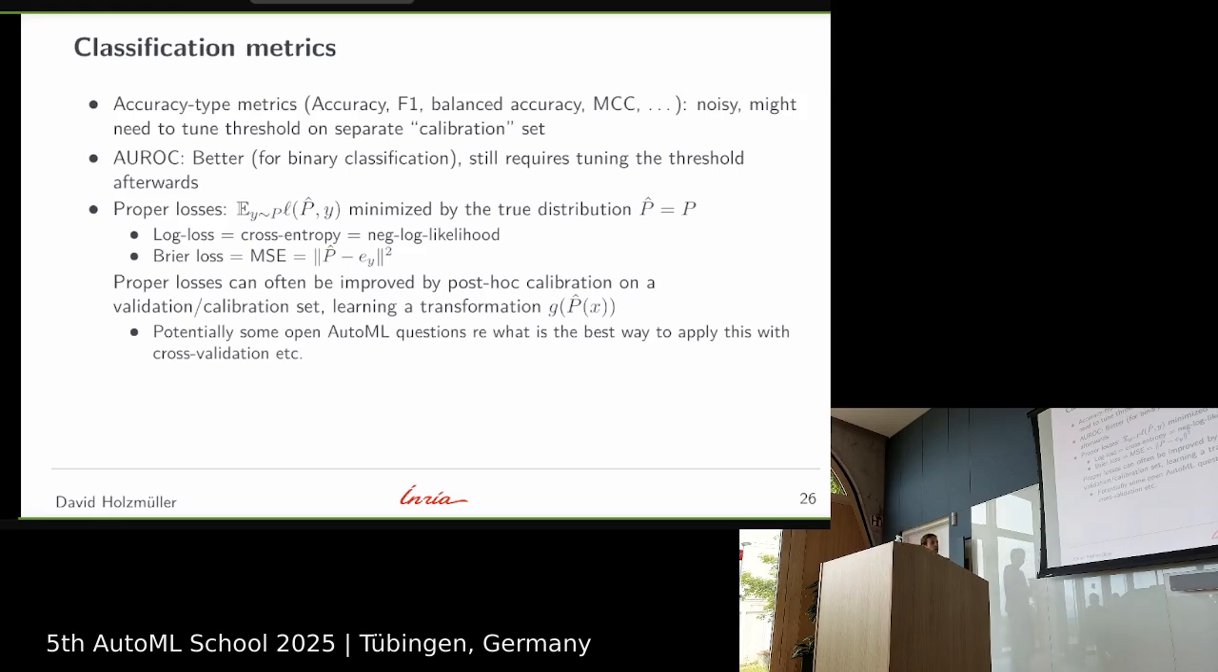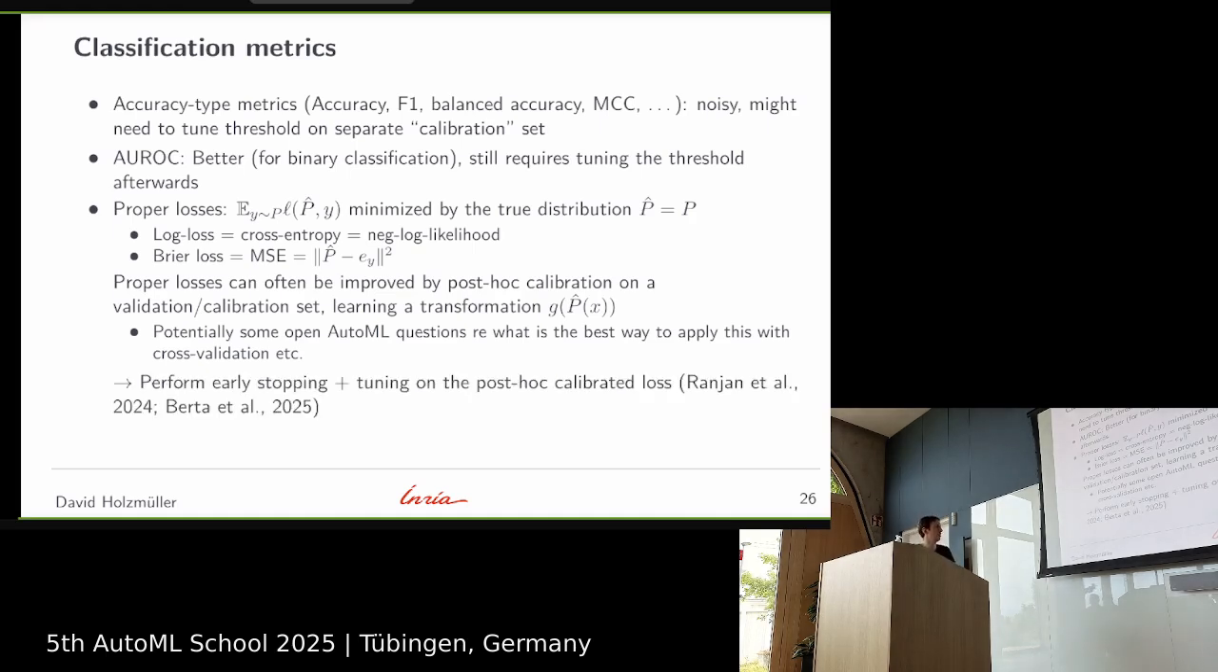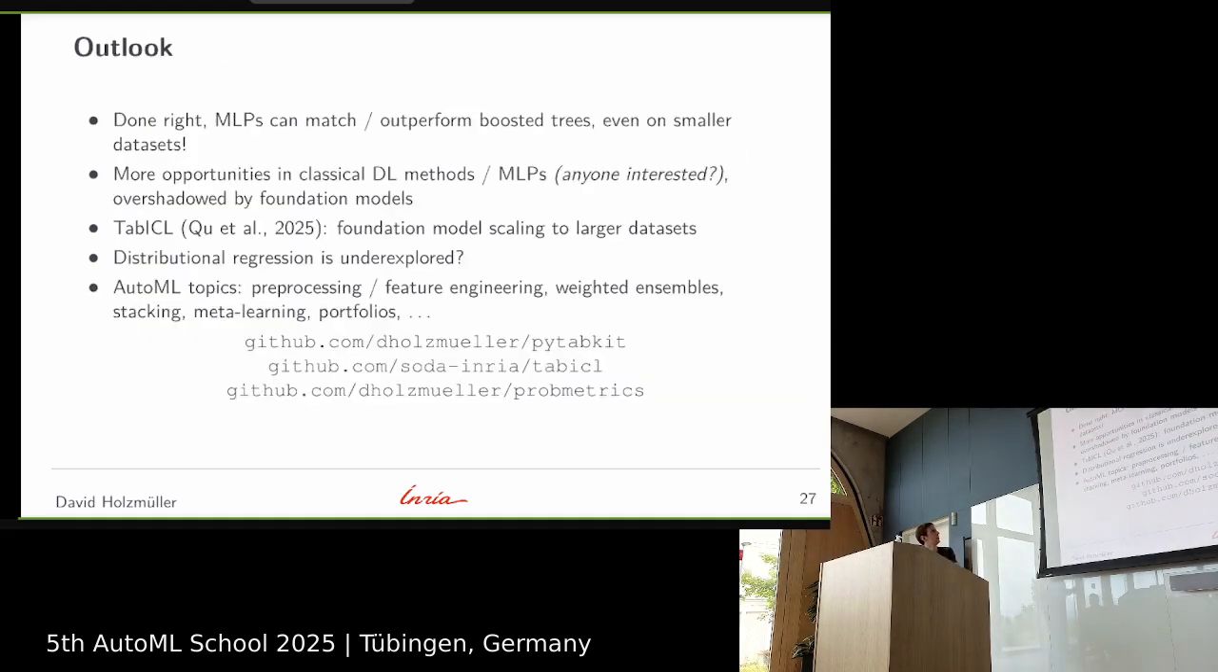I think there might be some open AutoML question as to where you apply this in your cross-validation setup. Do you apply it on individual folds, then again jointly after ensembling, and so on? And as another paper, one of our papers, argues, if you use post hoc calibration, then you should also early stop on the loss after post hoc calibration. At least if you have enough validation data, there is a bit of an issue. And yeah.